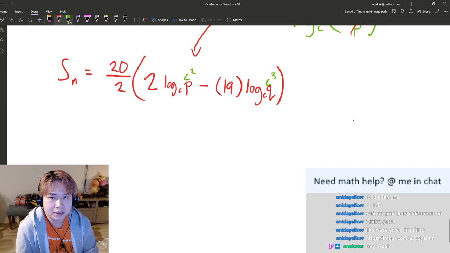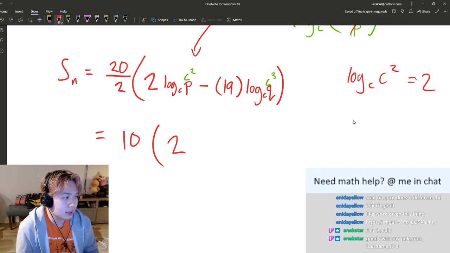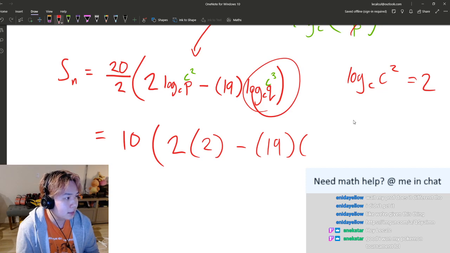And then with this, we can actually just calculate everything out now. 20 divided by 2 is 10. There's a 2, and then log base c of c to the power of 2 is just 2. And then, so this is just 2, and then we have 19. And then likewise, log c of c to the power of 3 is just 3.